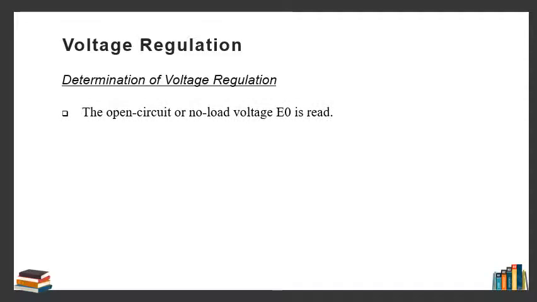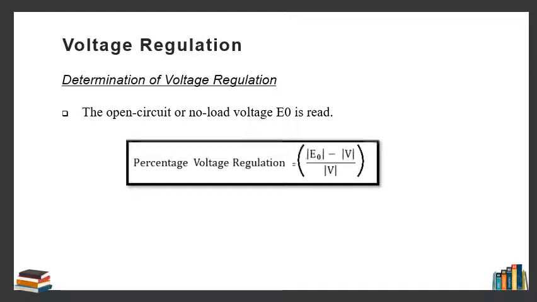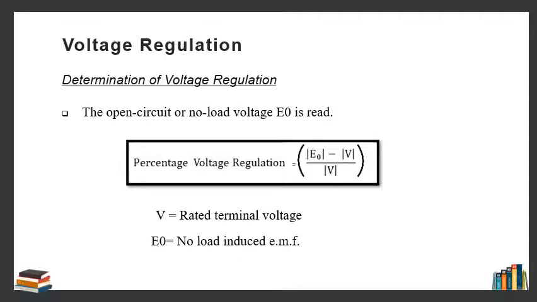The open circuit or no load voltage E naught is read. So the percentage voltage regulation formula is E naught minus V, divided by V, or we can say E no load minus V full load, divided by V full load, meaning no load voltage minus full load voltage divided by full load voltage, into 100%. So we calculate the percentage value of voltage regulation. So this is the formula to calculate the voltage regulation of the alternator, where V is the rated terminal voltage or full load voltage and E naught is called the no load voltage.